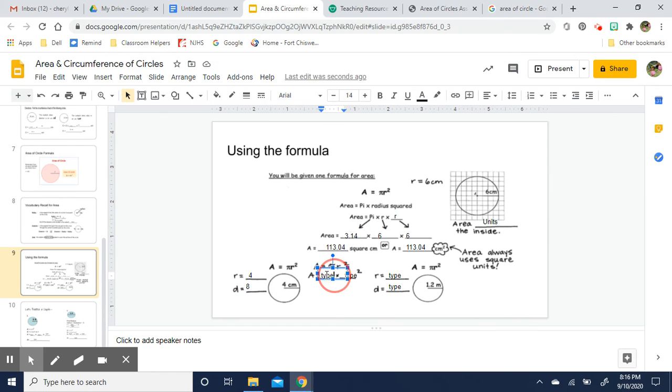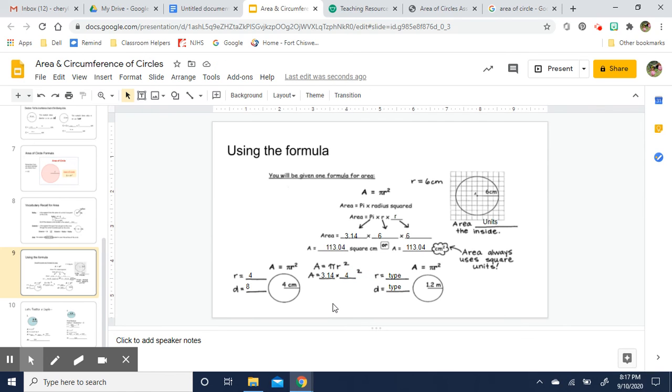So we would type 3.14. And notice they've already got that little exponent of 2 we need. We need the radius, which is 4. That's how we'd set up the formula.